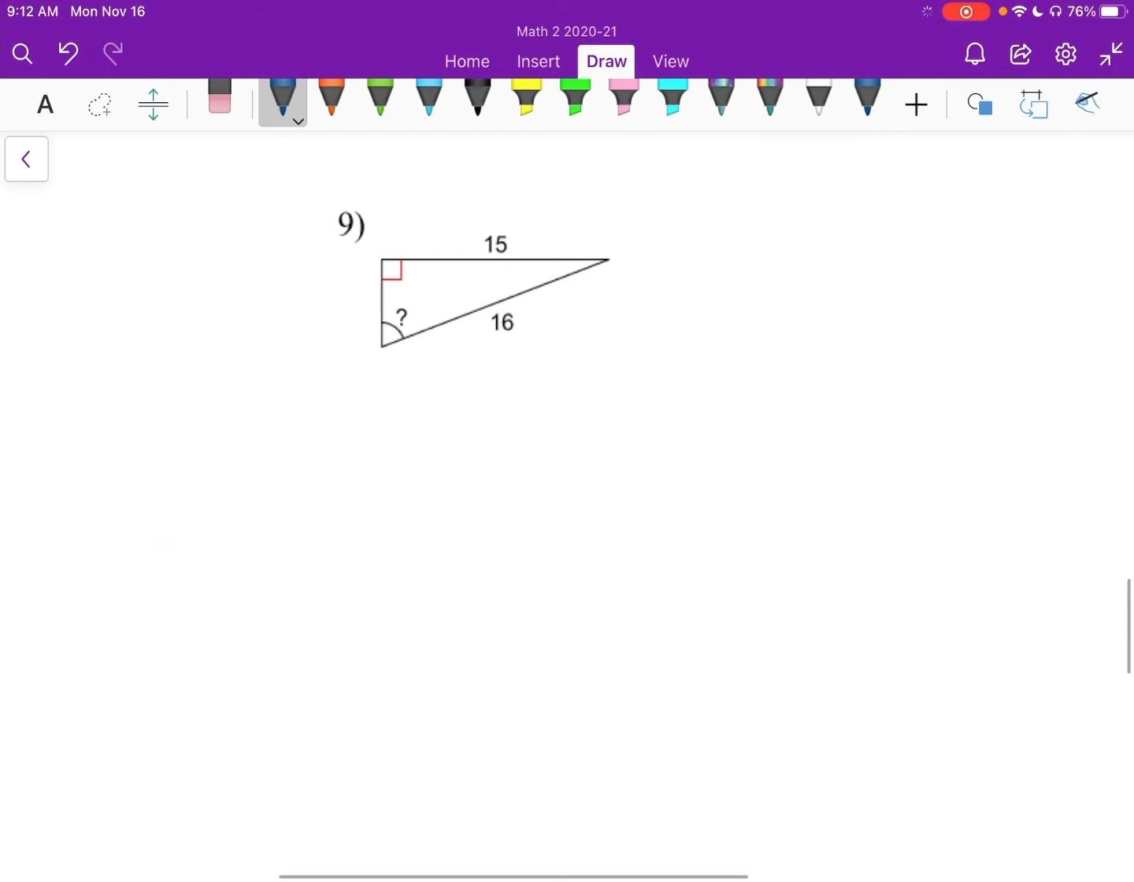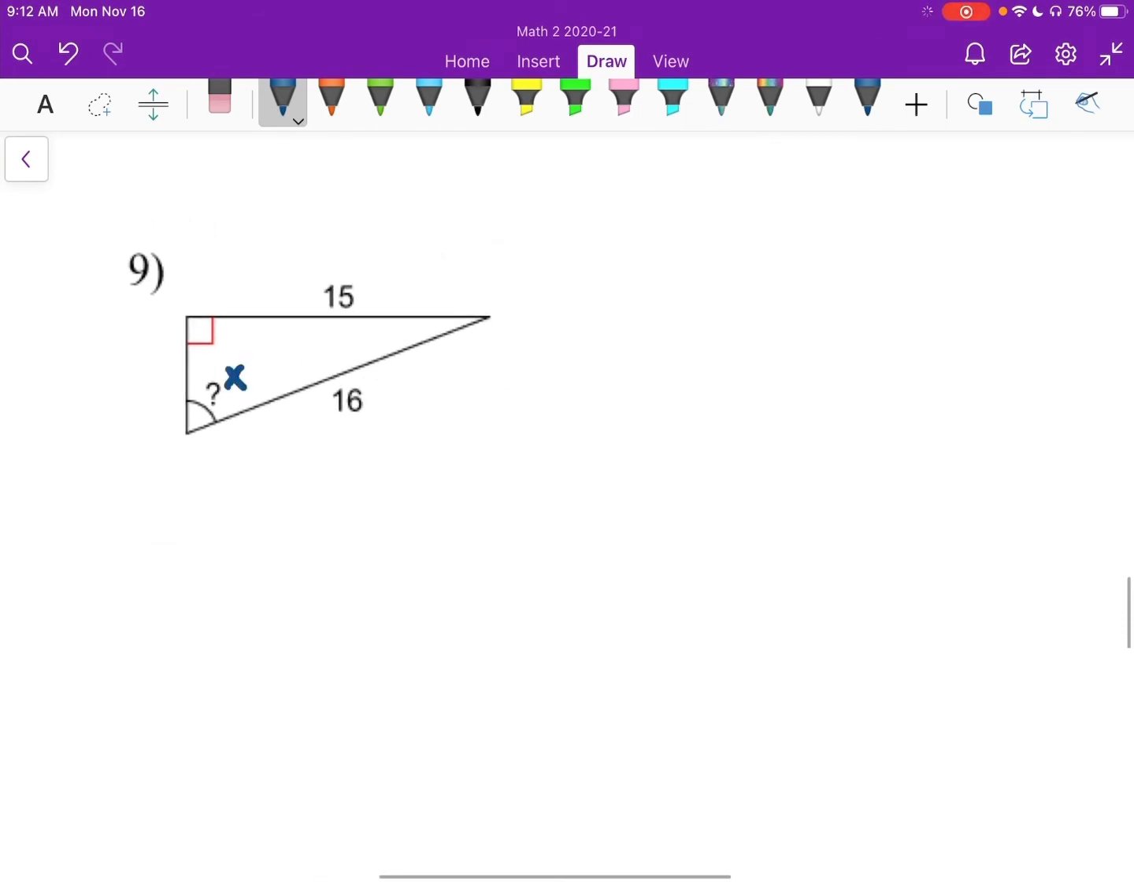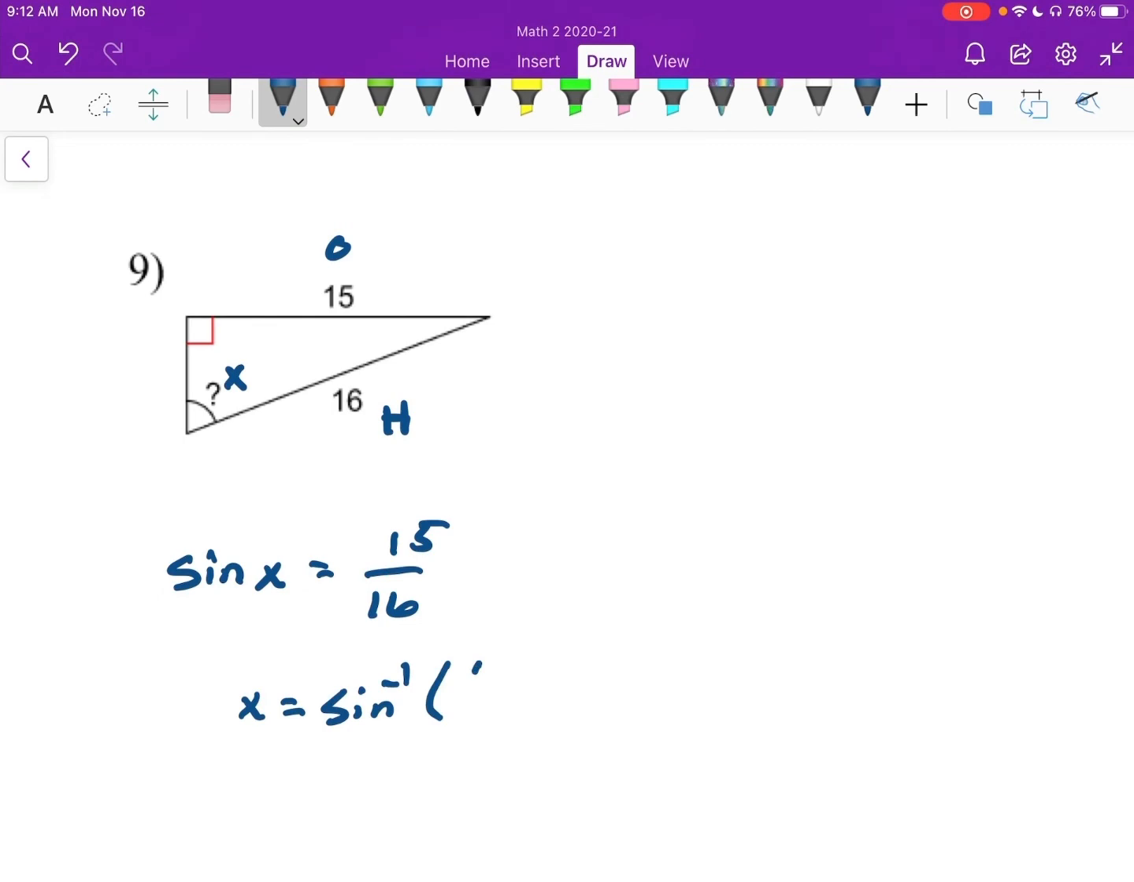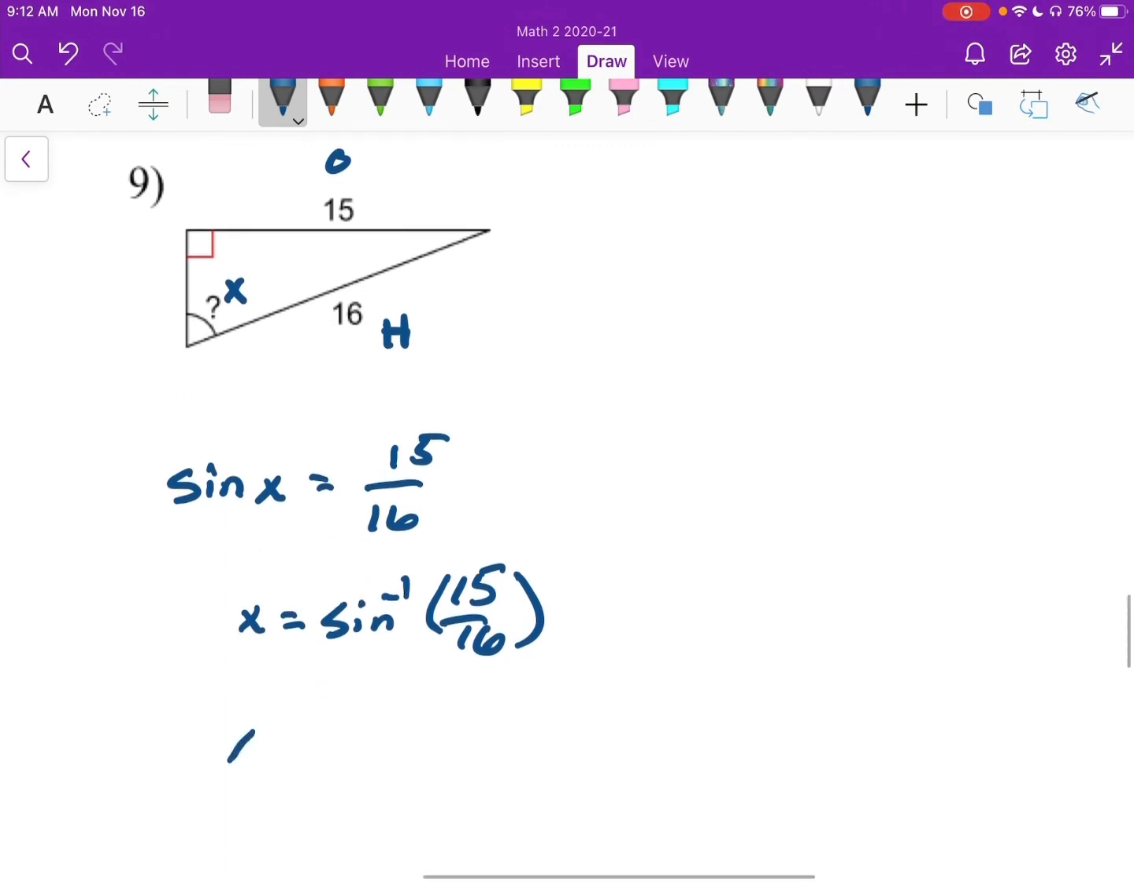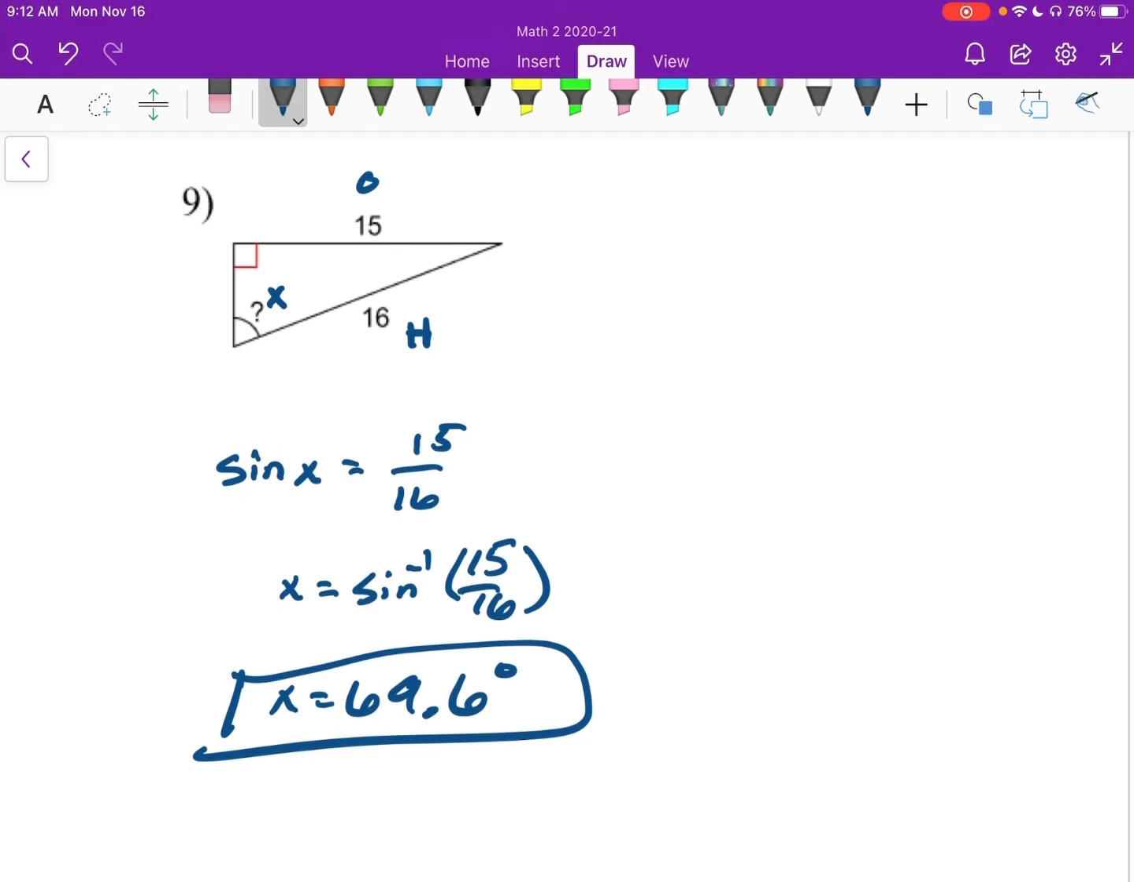Alrighty. Last problem, number 9, here's my variable x, here's the side opposite, and here's the side hypotenuse. Opposite and hypotenuse is sine, so sine of x is 15 over 16, so x is sine inverse of 15 over 16. I type that in, sine inverse of 15 divided by 16, and I get x is 69.6 degrees. Alrighty, there we are.